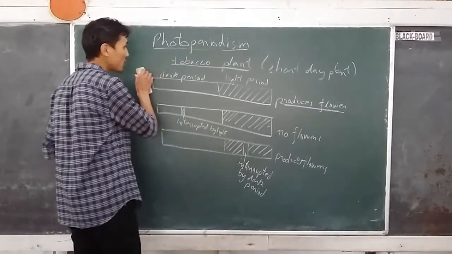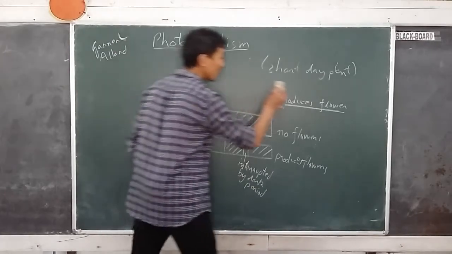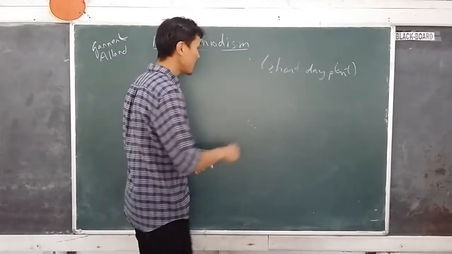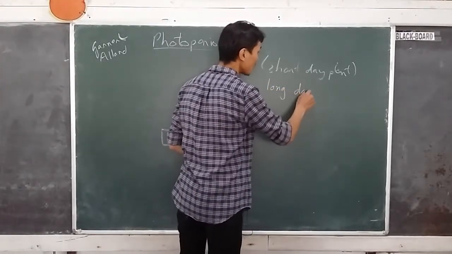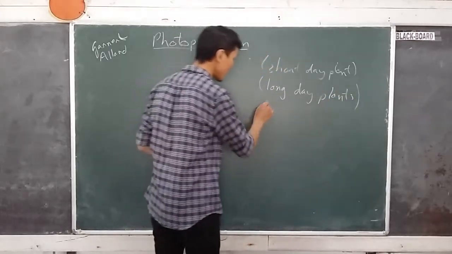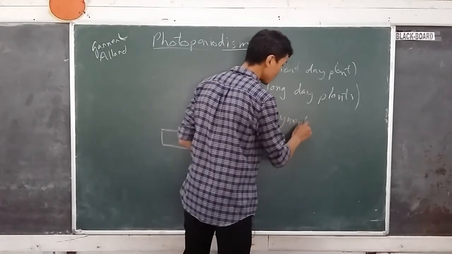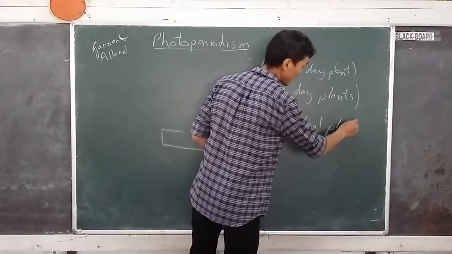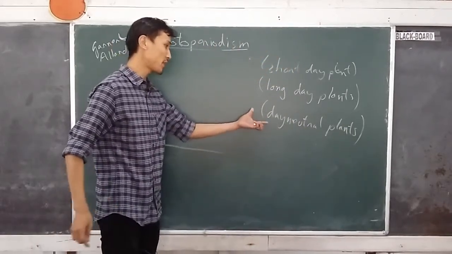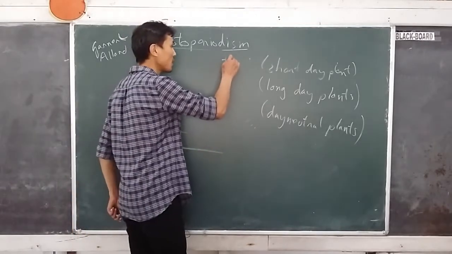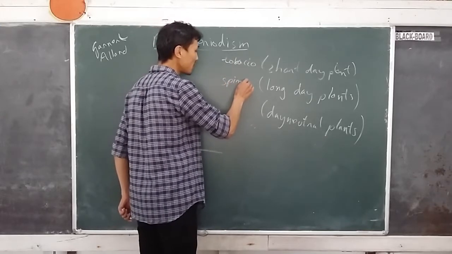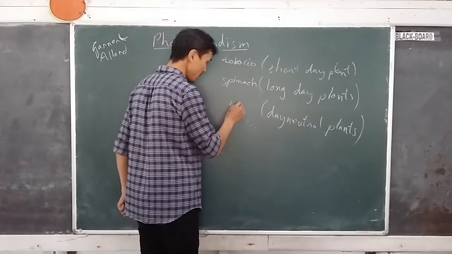So depending on photoperiodism, you can classify plants into short day plants, that means plants which require a longer night, or long day plants, that means plants which require a shorter night, and day neutral plants, that means plants will still be able to produce flowers irrespective of the length of the night. An example of a short day plant is tobacco. For long day plants, an example is spinach, and for day neutral plants there is tomato.